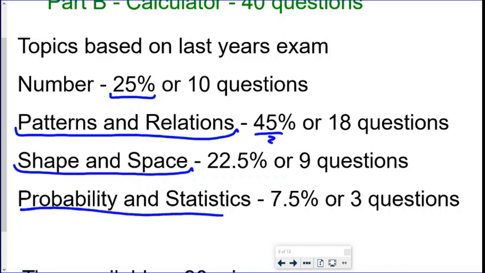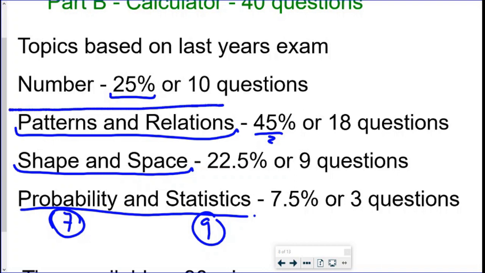And the smallest chunk is your probability and statistics. And again, probability comes from grade 7, where our statistics, which we covered in grade 9. So it kind of covers the 3 years. So be forewarned. So the patterns and relations are really the largest chunk of what you're going to get. And most of that requires a calculator, but also requires a lot more thinking.